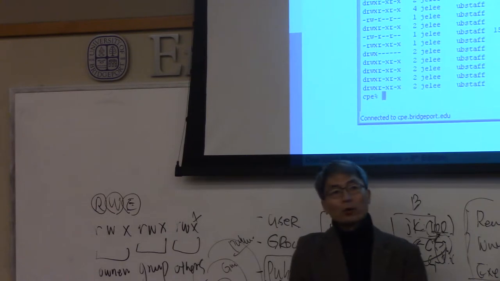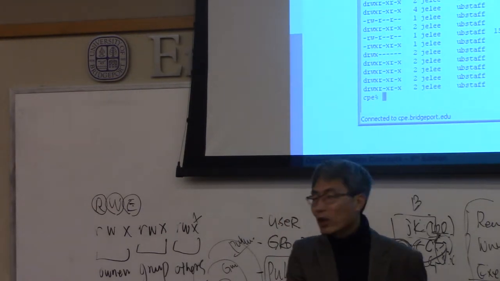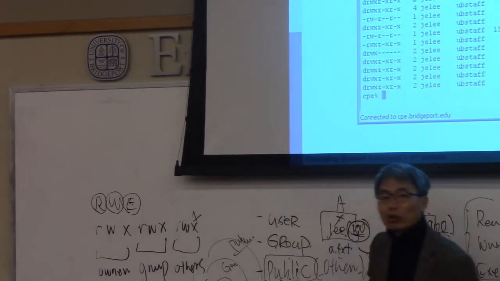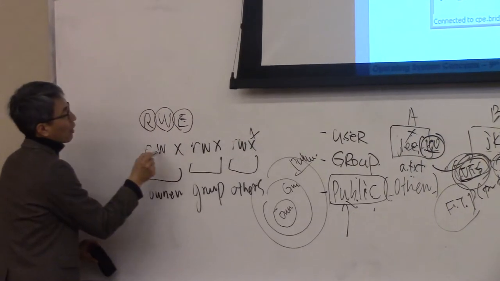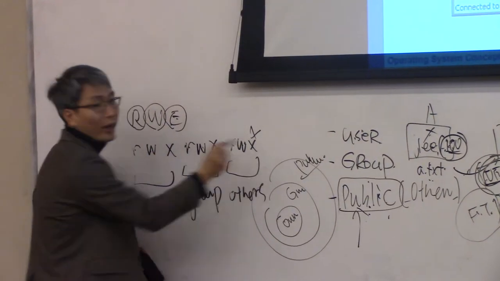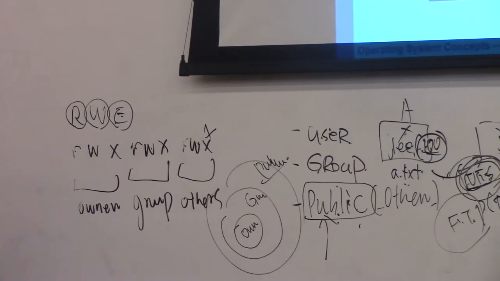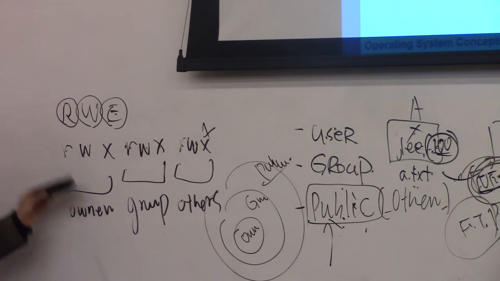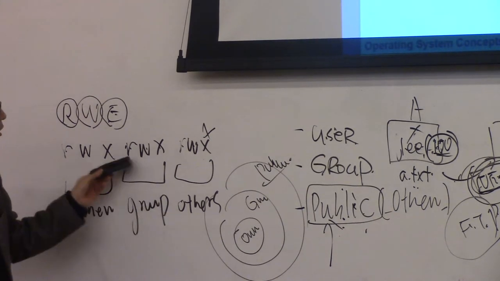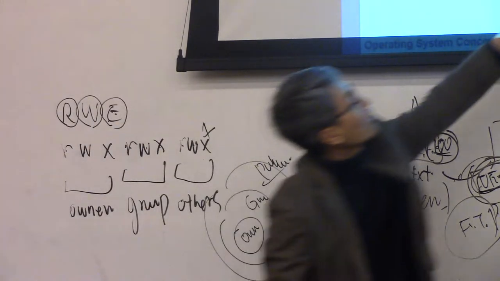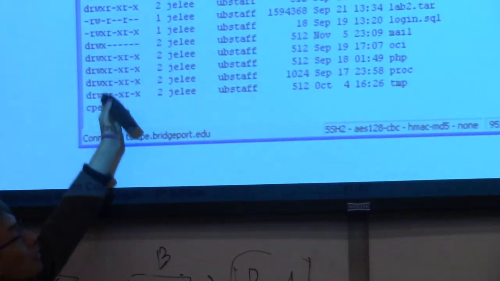So if you want to give all the permissions to all the groups of user, then you can give the permission like RWX, RWX, RWX. Which means the owner has the read, write, and execution permission, and the group has the read, write, execution. Where is the group? In this case, UBSTEP is the group. Any UBSTEP member has this permission.